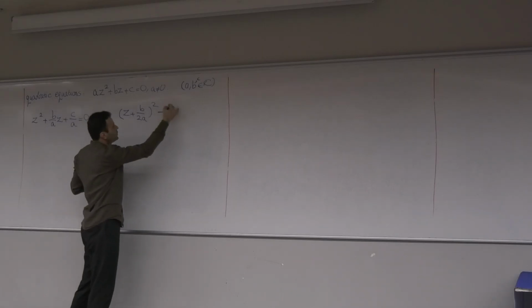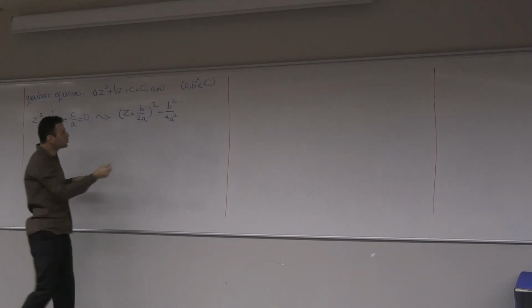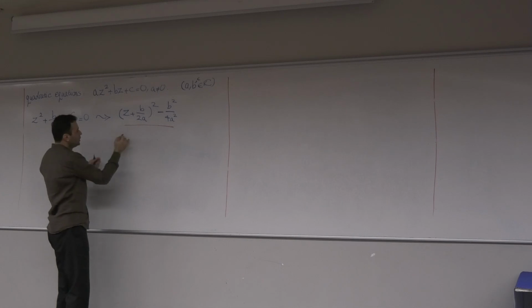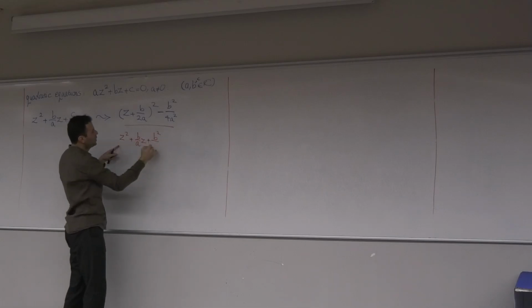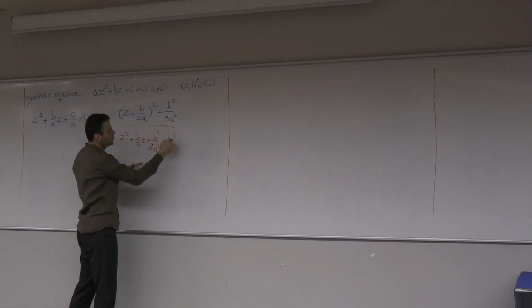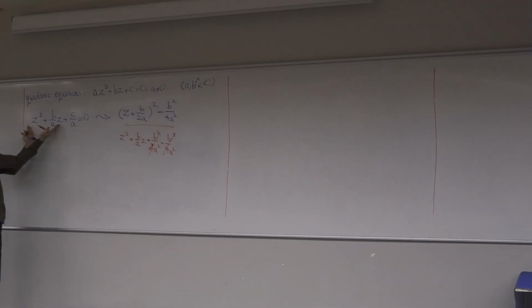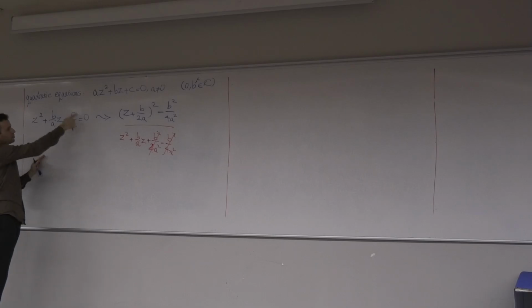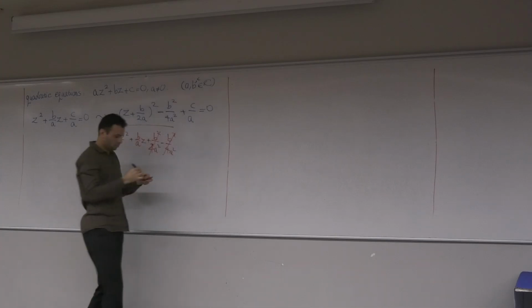So we need to just get rid of it, half, by writing it like this. So what is this? Let's go over it again. This is going to be z to the power of 2 plus b over a z plus b to the power of 2 over 4a squared, minus b to the power of 2 over 4a squared. These are going to cancel. And what is this whole thing? It is this one, right? And what do I need to add also? This c over a. Fine?